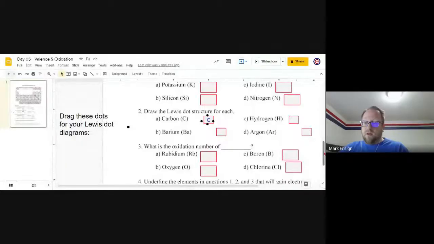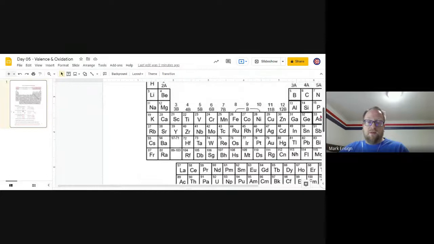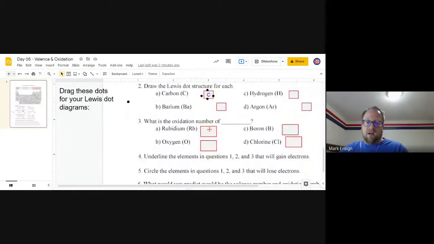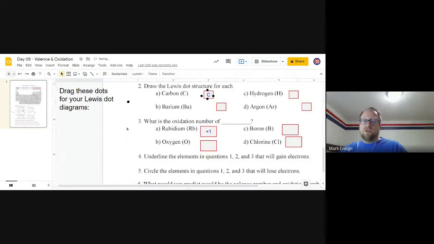Okay, so if we're down here on question number 3, what's the oxidation number of rubidium? Rb, so we come up here and we find that rubidium is right here. It's in group number 1. And as we already learned, group number 1 has 1 valence electron. So that means our oxidation number is going to be positive 1. Don't just write 1. You need to have the positive.